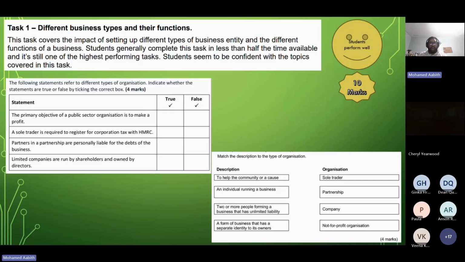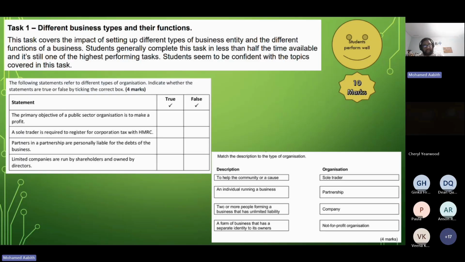So what is the next one? An individual. Straight away, you know, sole trader. 2 or more people forming a business that has unlimited liability. It's a partnership. If the same thing has limited liability, they call it LLP, limited liability partnership.